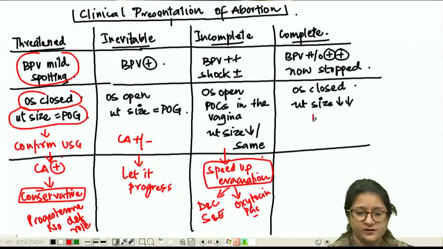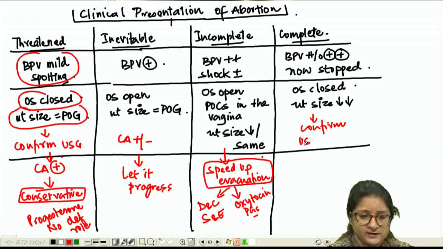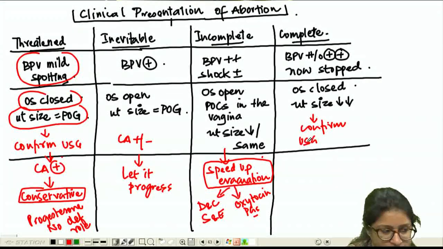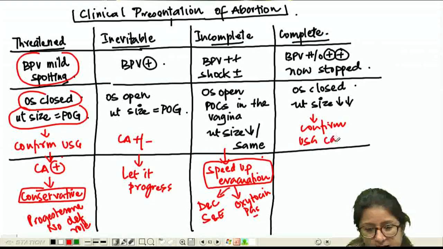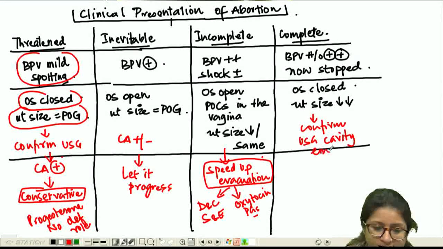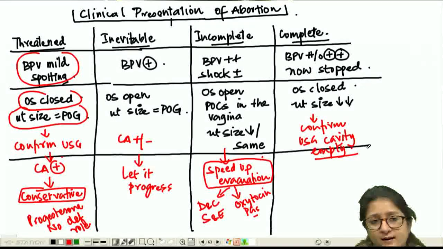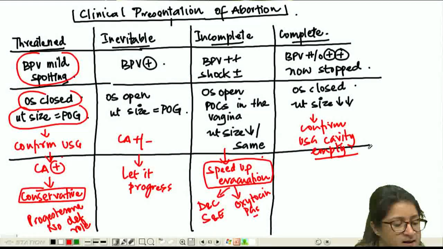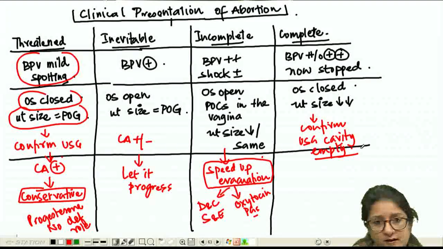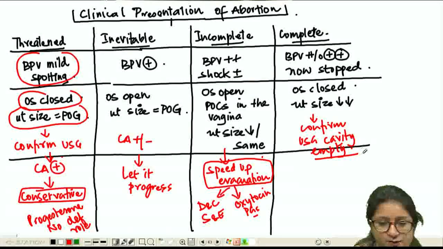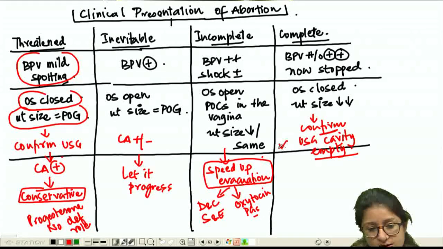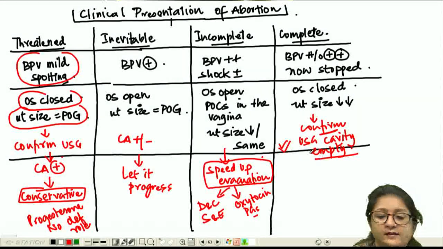With complete abortion, we just need to confirm on ultrasound whether the cavity is empty. If the cavity is empty, nothing needs to be done. If the cavity has some retained bits, then only if she is symptomatic does it need to be removed, otherwise nothing needs to be done. So remember that if it's complete abortion and the diagnosis is confirmed on ultrasound, then nothing needs to be done specifically.